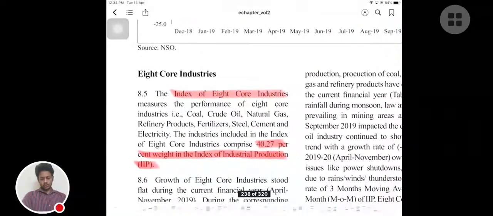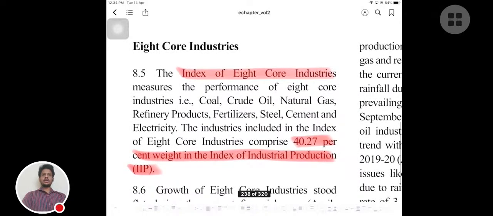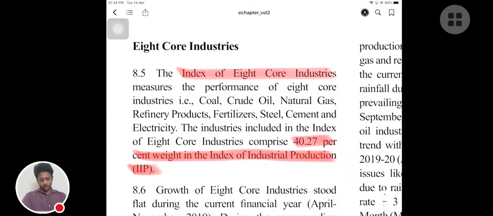I have already told you many times about the 8 core industries. For that I have given you a logic also: NFS game, playing recklessly. NFS RECCC. Natural gas, fertilizers, S means steel, refinery, electricity, crude oil, coal, cement. So these are the 8 industrial core sectors.